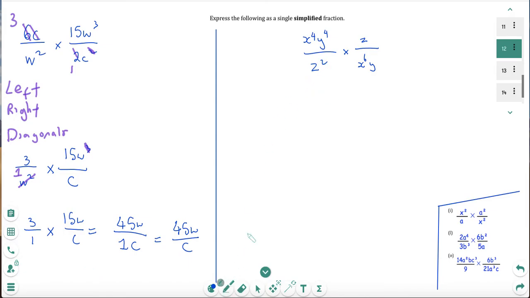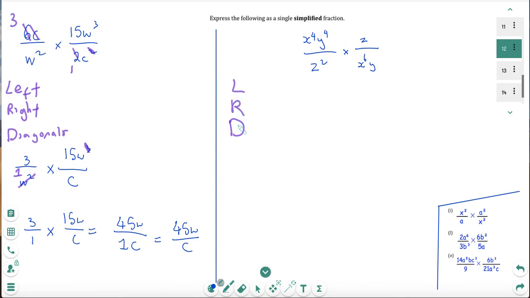So, step 1, let's look at the left-hand side. Anything in common with the left-hand side? Well, we have one term on top, x^4 y^4, and one term on the bottom, z squared. Anything in common? No. Let's look at the right-hand side. z over x to the power of 6 y. Anything in common between these two terms? No. Then we're going to look at our diagonals.